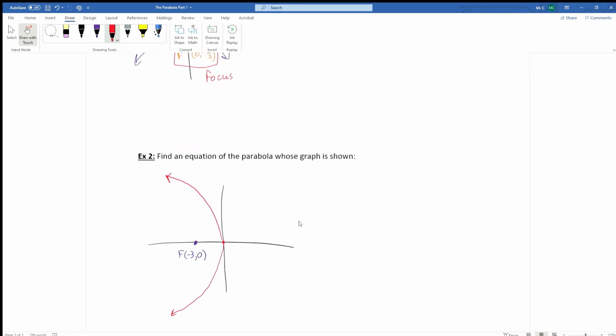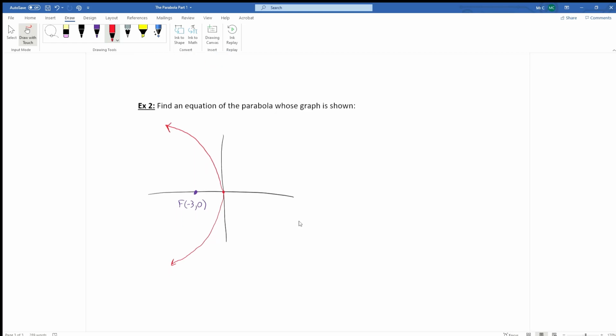Okay, so let's take a look here. Here we're given a graph. We want to find an equation of the parabola whose graph is shown. Here our vertex is clearly at 0, 0, and our focus is at -3, 0. So that means my distance p here is 3. And remember, p is a distance, so it's always positive.